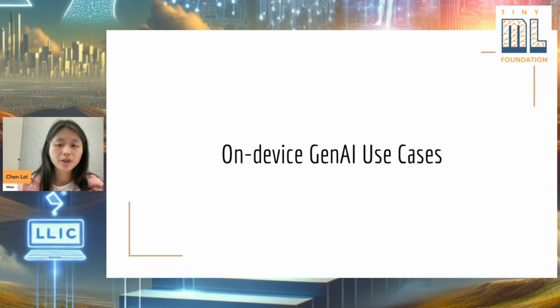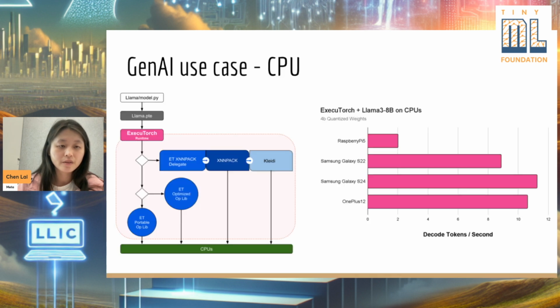Here, I'm going to walk through the on-device GenAI use cases. CPU plays a crucial role, especially when we want to enable a wide variety of PyTorch models on ExecuTorch and experiment with novel research ideas like LLM quantization. Right now, we can run the Llama family of models and a wide range of other LLMs out of the box for GenAI use cases.